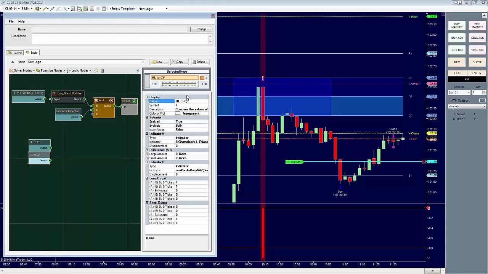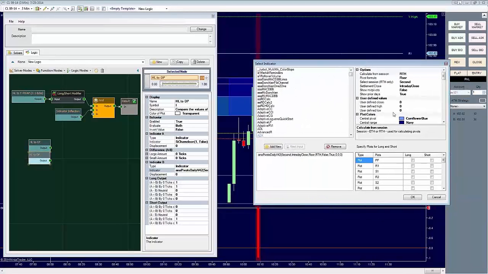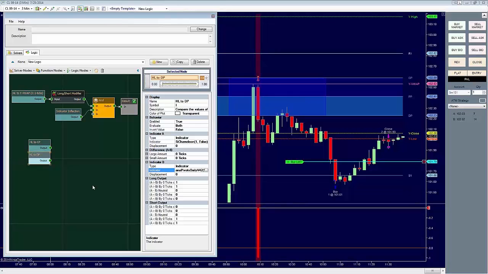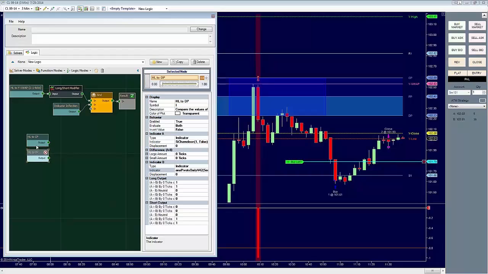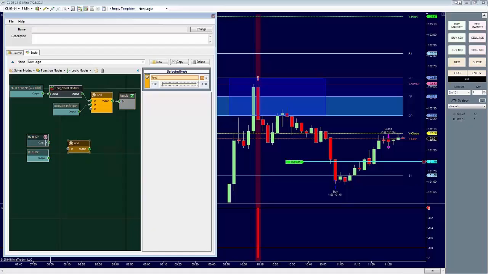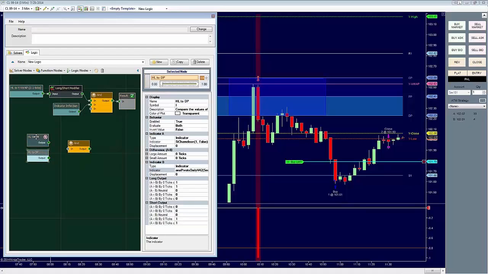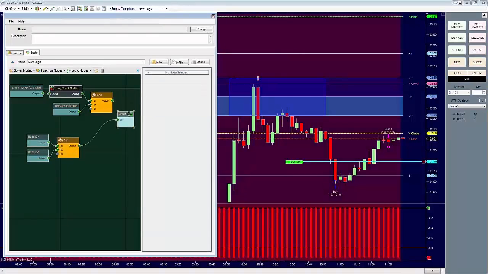So now let's name this one the DP. Let me select that right below the CP. So that's the directional pivot, right below the central pivot. I believe I may have to change the high and the low. I think I do. Let's see. Yeah, I do have to change them.